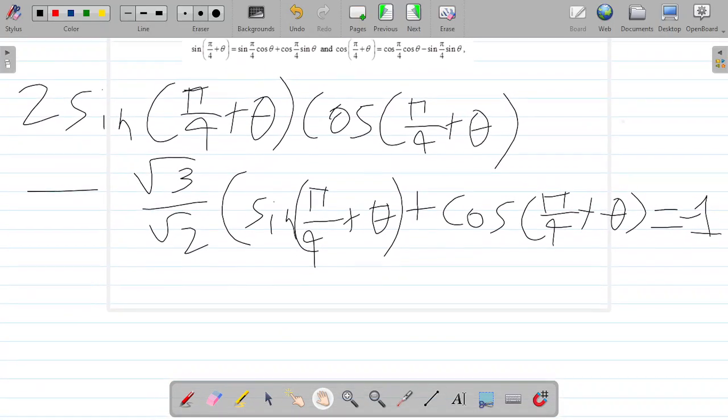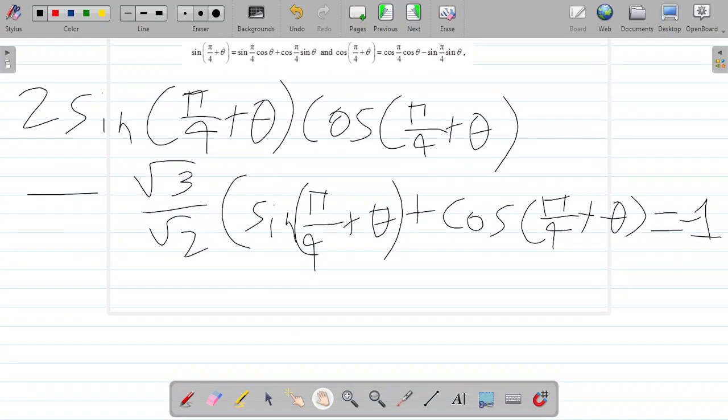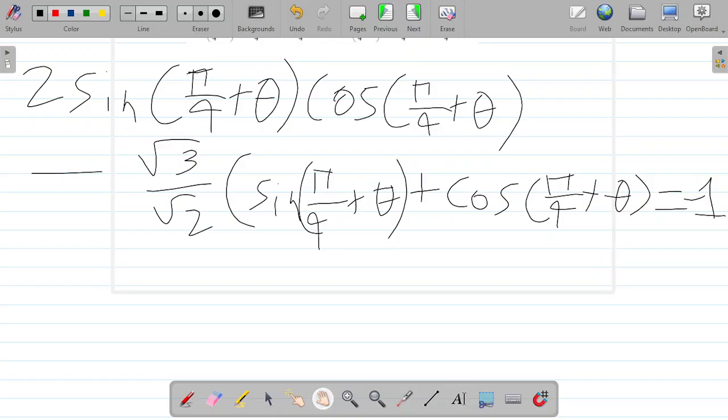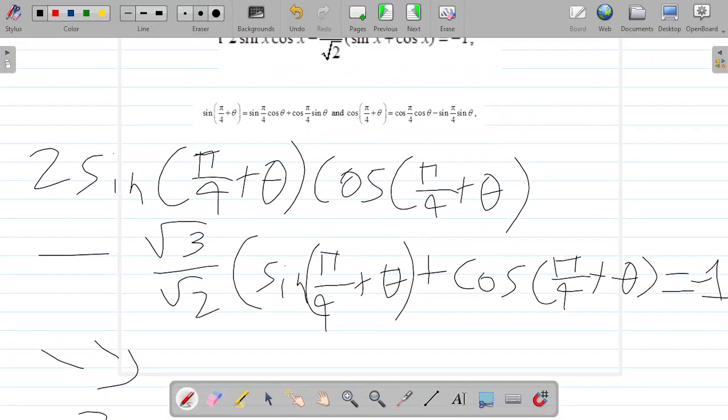Now let's simplify. So you're going to get 2, what's sine pi over 4 plus theta? First of all, so we don't get complicated later, sine of pi over 4 is radical 2 over 2, and cosine of pi over 4 is also radical 2 over 2. So I'll just immediately substitute in the equations.